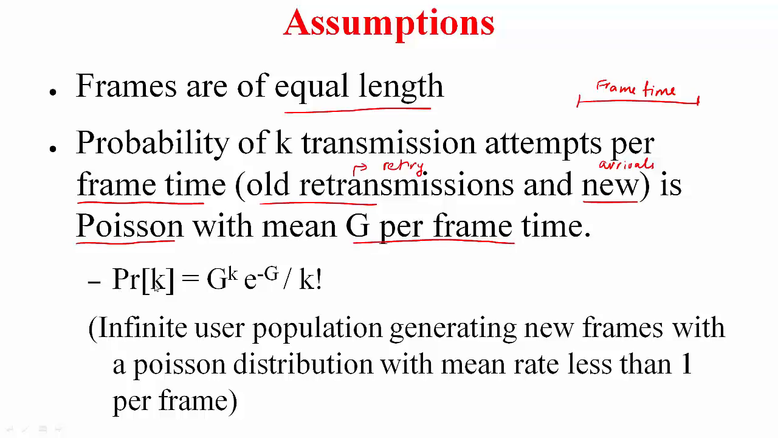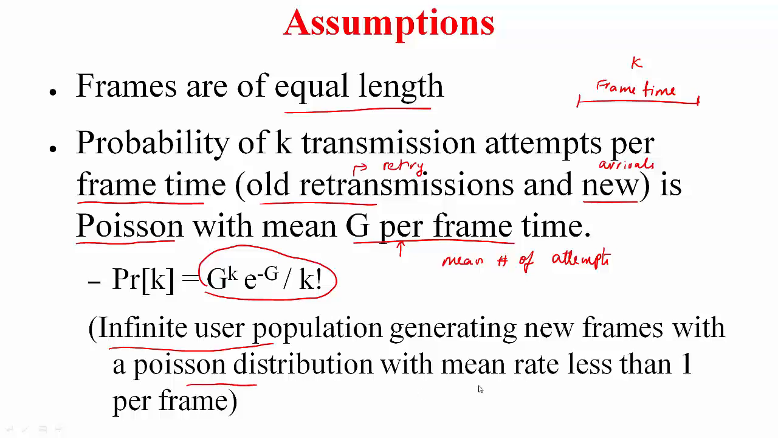In other words, the probability that there are k attempts during this time is given by this particular formula, where g is the mean number of attempts per frame time. If you don't know about Poisson distribution, I would suggest that you quickly refresh what it is through the internet. To get to this assumption itself, there is an underlying assumption that there is an infinite user population generating new frames with a Poisson distribution, again with the mean rate less than 1 per frame.